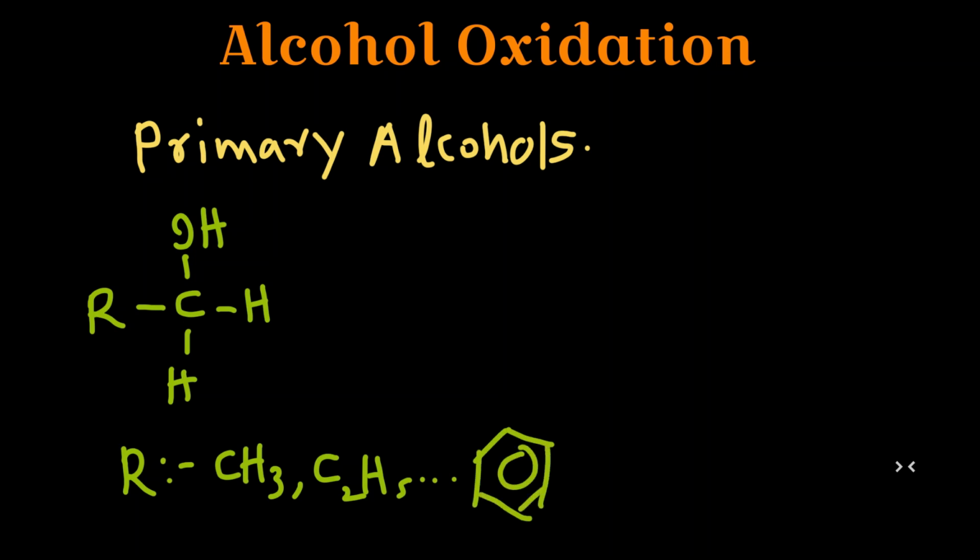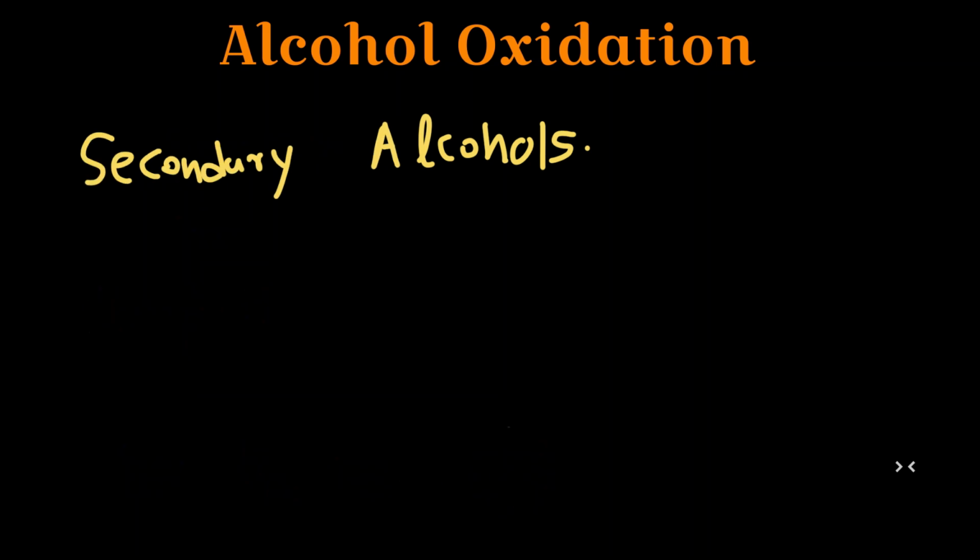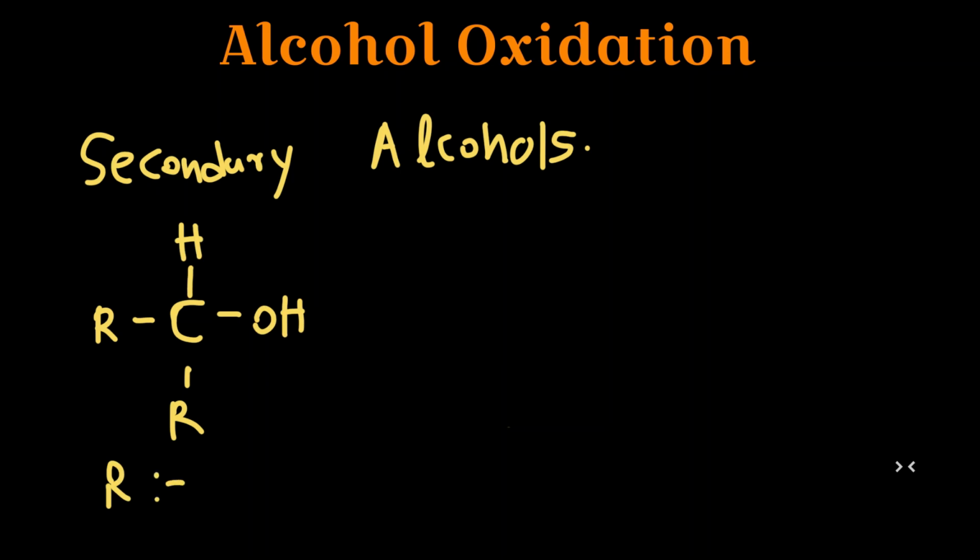Let's consider secondary alcohols. Secondary alcohol comprises two R groups, one OH group and one hydrogen atom. These R groups can be similar or different. This R can be CH3, C2H5 or any other alkyl group, as with primary alcohols.